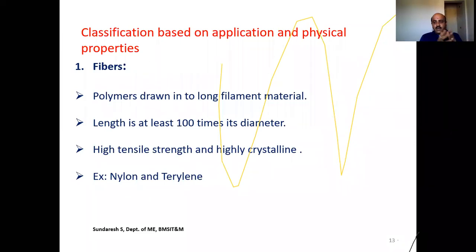Since it has been stretched, it will have a very high tensile strength, and they are highly crystalline. High tensile strength is because of the hydrogen bonding between the molecules. Hence it has high tensile strength, and of course they are highly crystalline. This is fibers based on their application and their physical property.